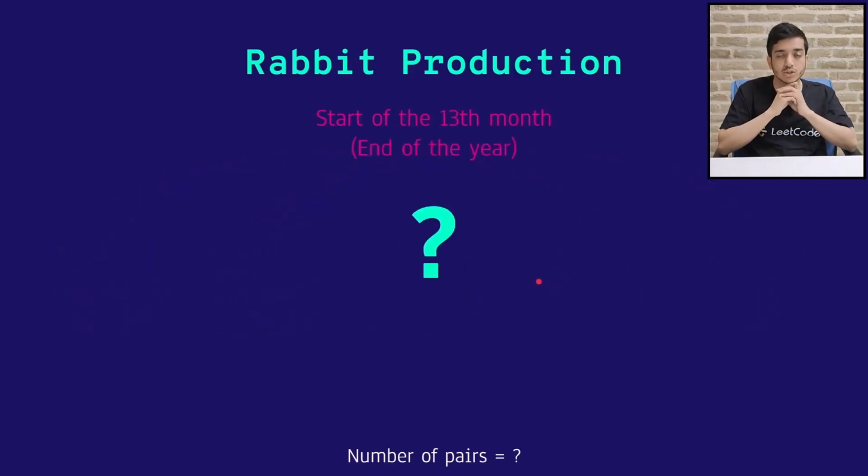So the question here is, after a year, like at the start of the 13th month, how many rabbits do we have? Actually, how many pairs of rabbits do we have? So you can pause the video right here, think about this problem, and come back.